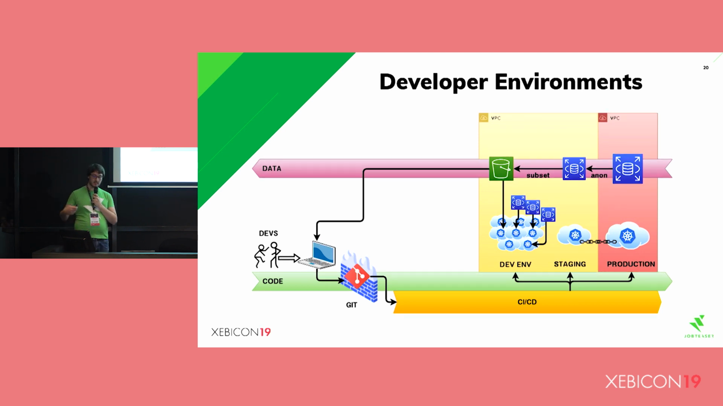So we have a subset that they can fetch all the time. And they have an environment in Kubernetes that, as we will see, behaves the same as staging or production, that they can use seamlessly, like they can do with their laptop or the other environments.